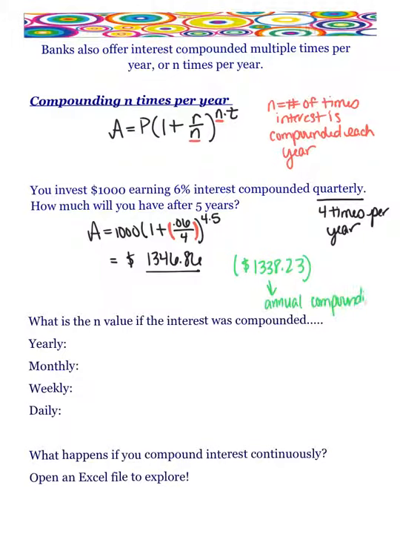So why do you think that you have more money when you're compounding quarterly? Well, the answer is because you compound at that first quarter and they add on the interest. So then you're going to get interest on that interest that was added in. And that's going to happen 4 times throughout that year. So that is why you end up with a little more money.